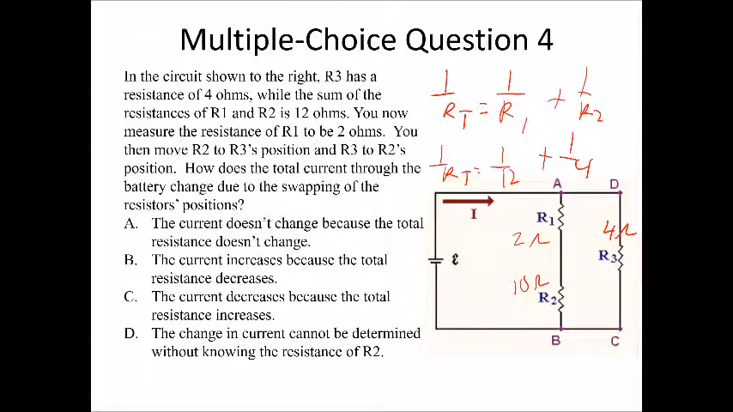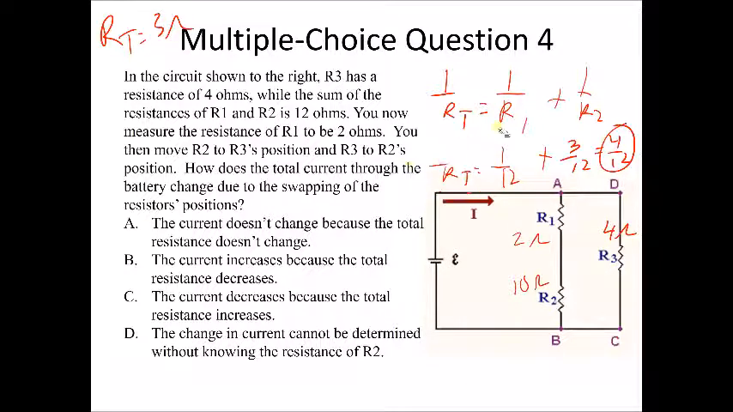Get a common denominator of 12, so 1/4 is 3/12. So that's going to be equal to 4 over 12. Just like we did before, we have to flip this and this. So right now, the total resistance is 12 over 4, or 3 ohms. So that's before we change anything. We've got 3 ohms of total resistance.